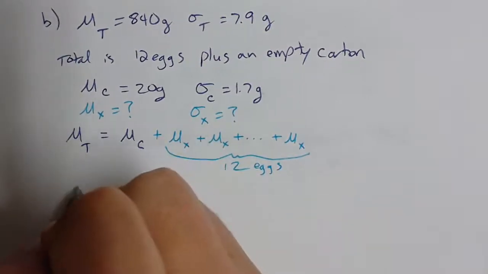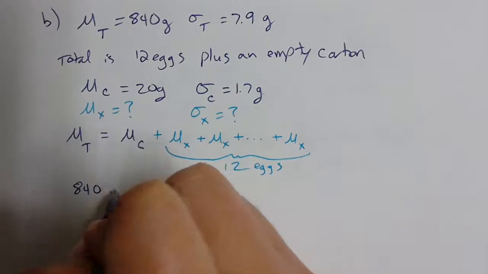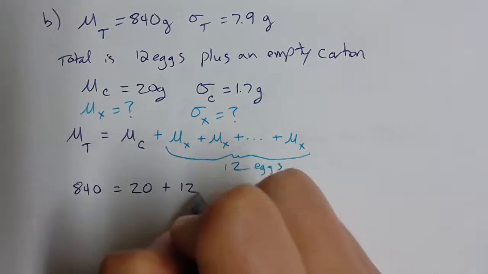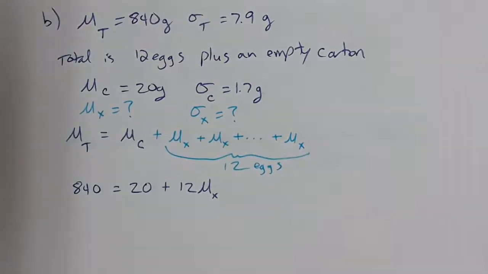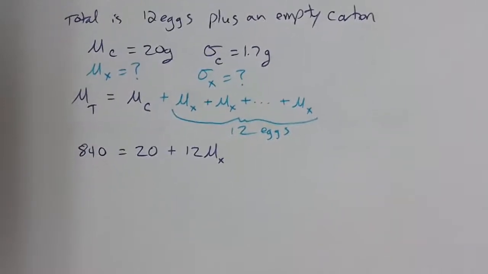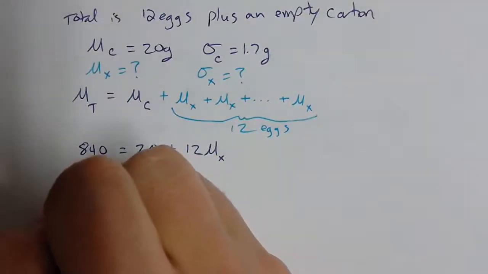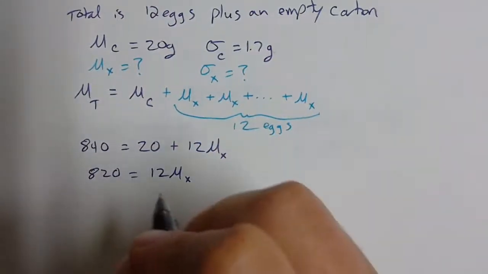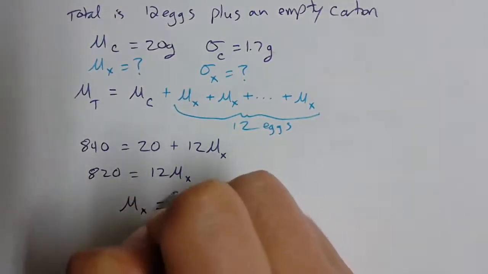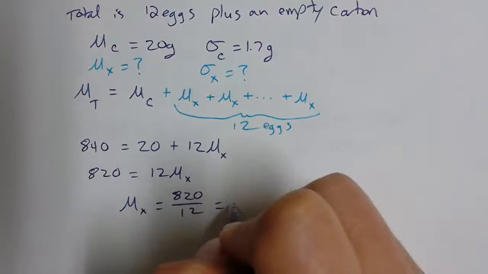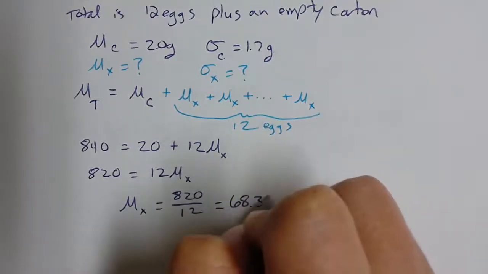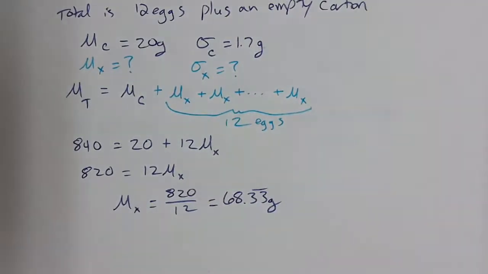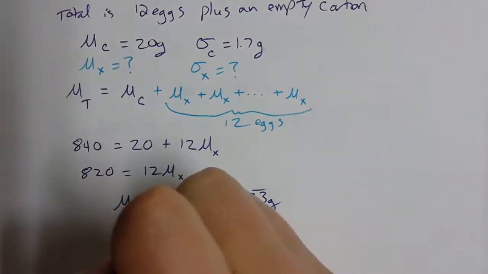So what we'll need to know is that we know this number is 840. We know this number is 20. And while we don't have this number exactly yet, we do know that there has to be 12 means of single eggs. This is a pretty straightforward algebra equation. We're just going to subtract the 20. So I know that 820 has to be the total of the 12 eggs. So now the mean of a single egg is just 820 over 12. And that number is 68.33 grams. So a little over 68 grams is what a single egg will represent, or the mean for a single egg in this particular situation.